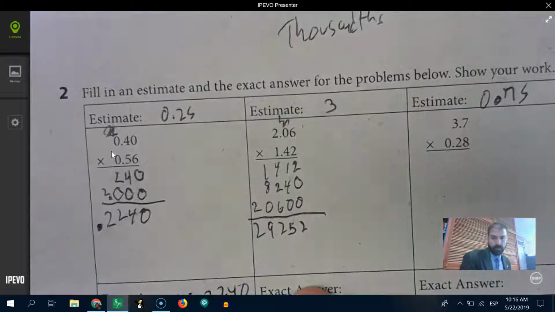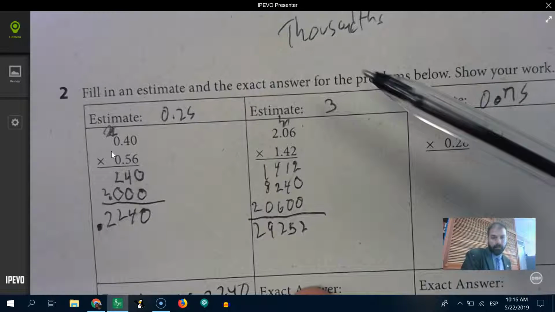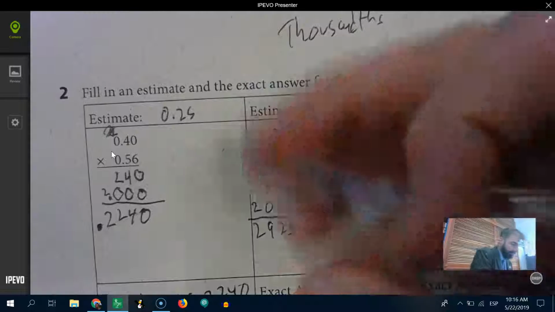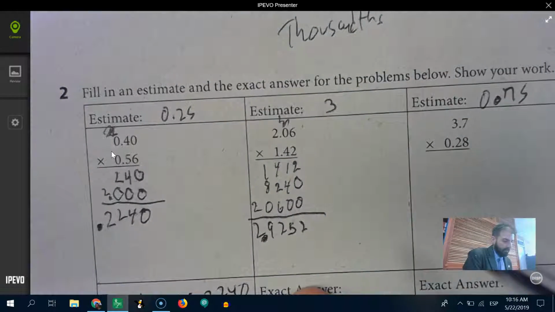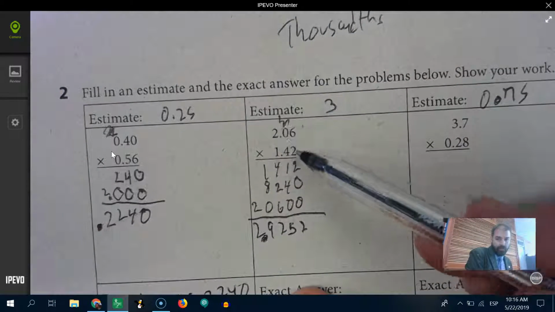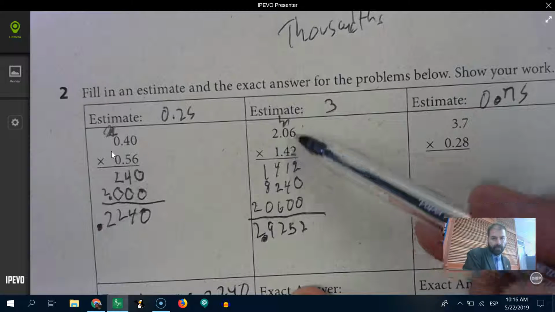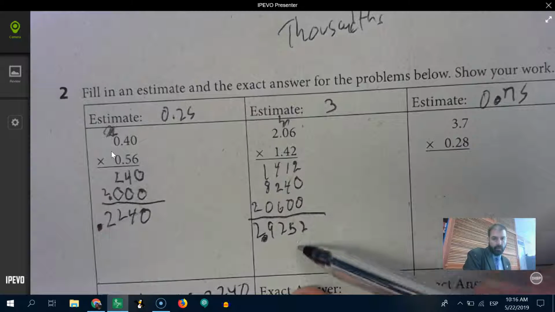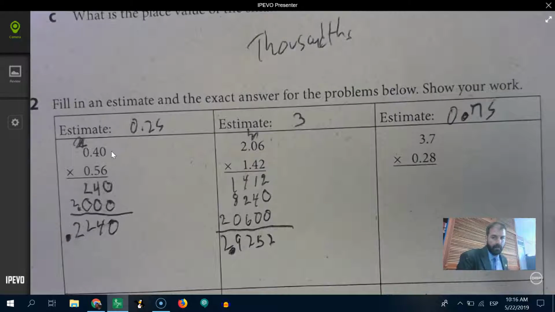So where do I put my decimal point? Well, remember, my estimate was 3, so it's going to go here. And I know that too because I have 4 place values to the right of my decimal point. 1, 2, 3, 4. I go 1, 2, 3, 4. Okay.